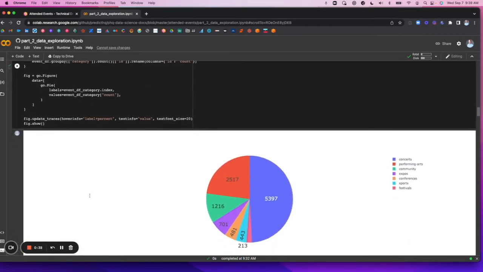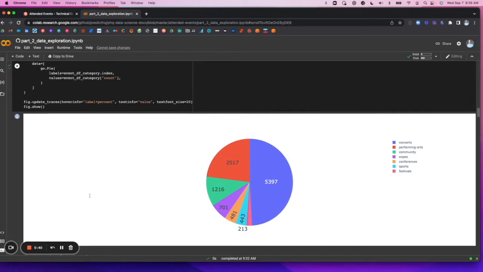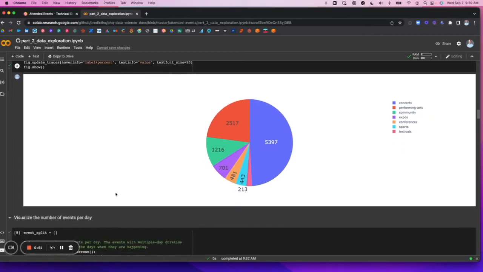And from there, we're going to start with a very high level insight, just looking at the count of events by category. And in the case of this location, almost 50% of the events are concerts over that two-year period.